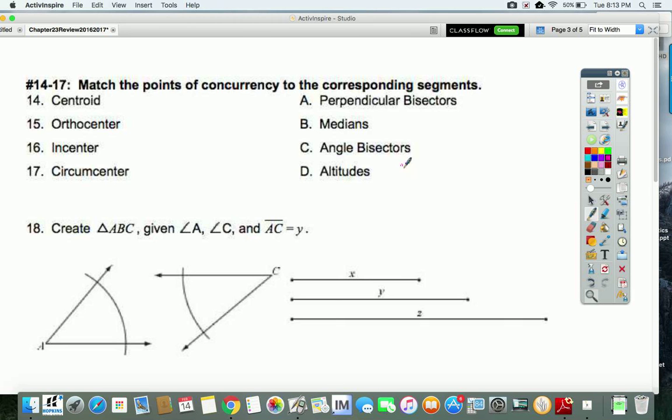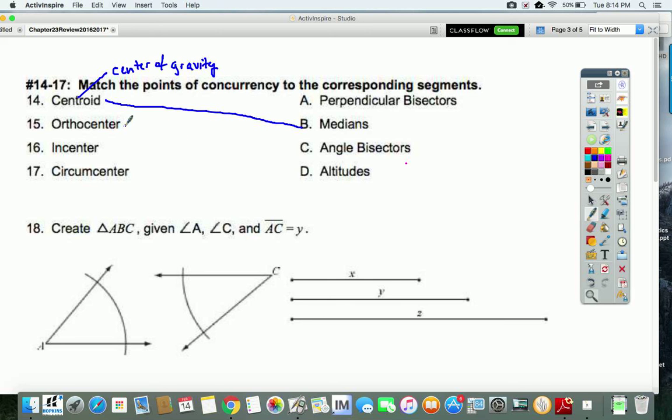On this next page, we're supposed to match the points of concurrency to the corresponding segments. Centroid. Okay, what is the centroid? Well, the centroid is going to be connected to the medians. Another thing to remember about the centroid is that this is the center of gravity. Okay, that's the centroid.